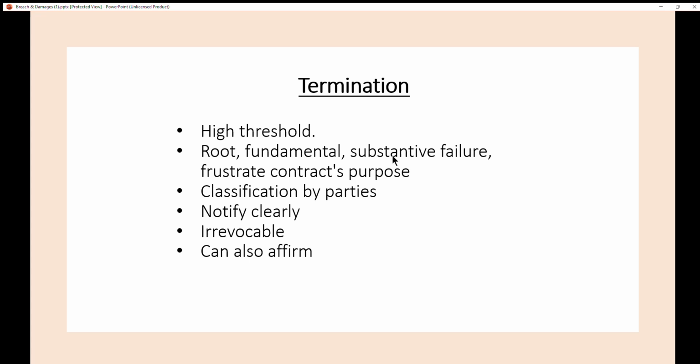Then I can terminate. So, classification by parties. Some parties will say everything is a condition.